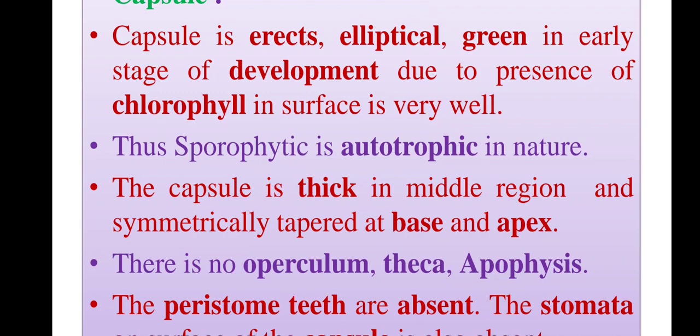The capsule is thick in the middle region and symmetrically tapered toward the base and apex. The middle layer is thick and bulbous, the apex is tapering, and the basal part is tapering. Is that clear? Thick middle layer ला कसं आहे, thick आहे, bulbous आहे.